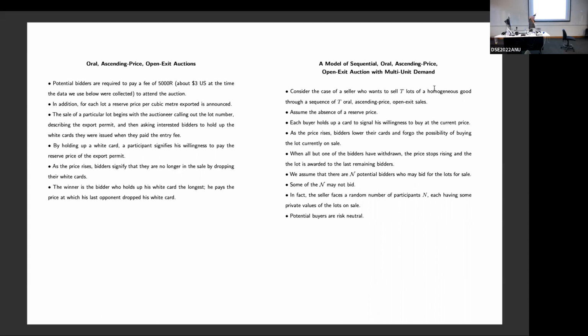And so what we want to do is consider a seller who has T lots of these export permits. And what we're going to do is imagine it's this Japanese auction. There are N people, potential bidders. Why was fixing N important?